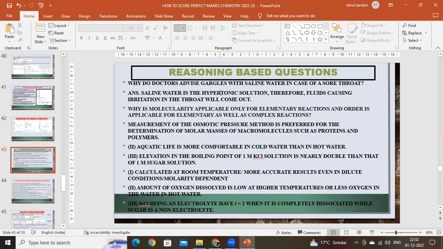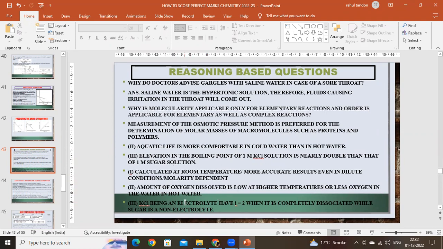That's it. Next, the measurement of osmotic pressure method is preferred, as I have just now discussed, for determining the molecular mass of macromolecules, proteins, etc. We have already discussed. Then questions like aquatic life is more comfortable in cold water than in hot water because the amount of dissolved oxygen is more. Then the elevation in the boiling point of KCl is nearly twice that of a 1 molar sugar solution, of course with the Van't Hoff factor calculated at room temperature. These are the answers to the questions that we have discussed so far.